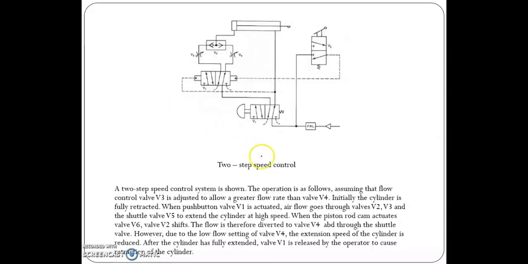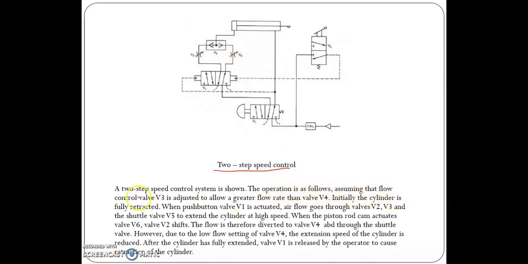Okay, next proceed with the 2-step speed control. So for this one, operations untuk bahagian ni, okay, sama juga dengan yang previous circuit. Yang membezakannya adalah this one untuk extending speed, kita akan ada dua speed. First adalah the fast speed, and then the second adalah the slow speed. Okay, the operation is as follows.